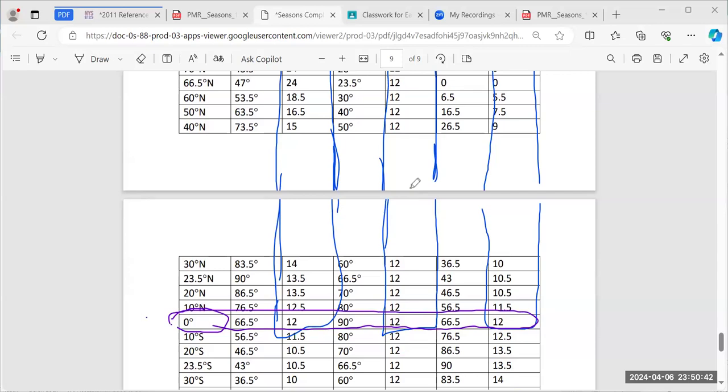The latitude for the equator is 0 degrees. Look at the amount of daylight hours at the equator for each day. During the summer solstice, 12 hours. During the equinox, 12 hours. During the winter solstice, 12 hours. So what do I know about the equator that's so special? For every day in the year, there are generally about 12 hours of daylight at the equator only.